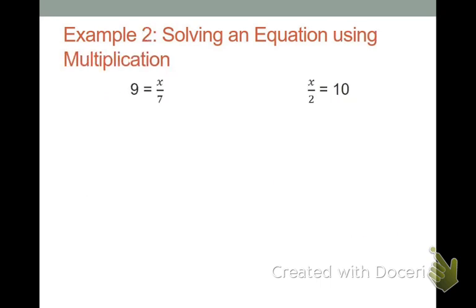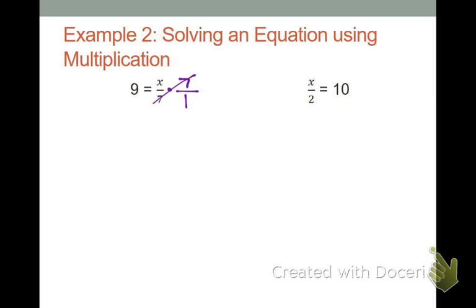All right, so guess what example 2 is going to cover? Division, okay? So now division is connected to my variable. 9 equals x over 7 and x over 2 equals 10. So we have division connected to our variable. The inverse of division is multiplication. So I know I must multiply by some number to get x by itself. Well, what's connected to the x? 7. So I have to multiply both sides by 7.